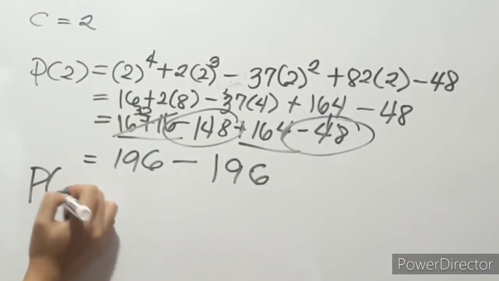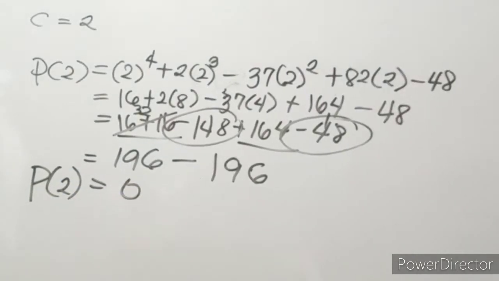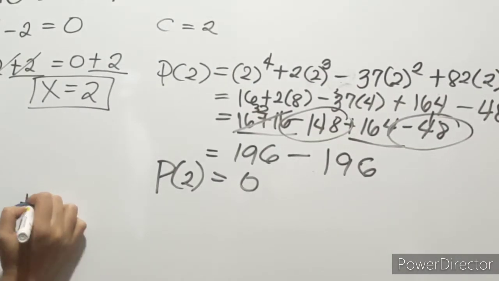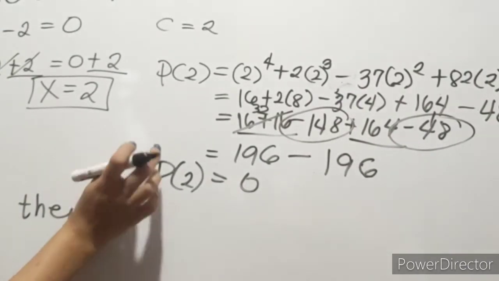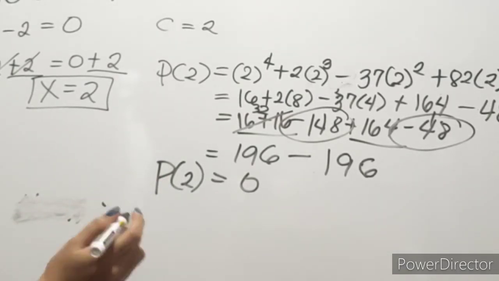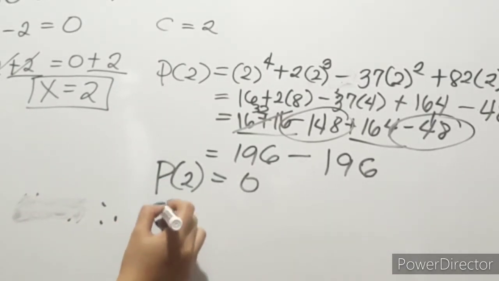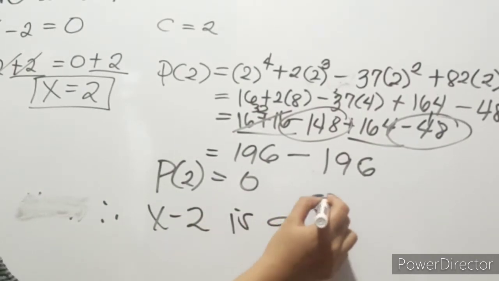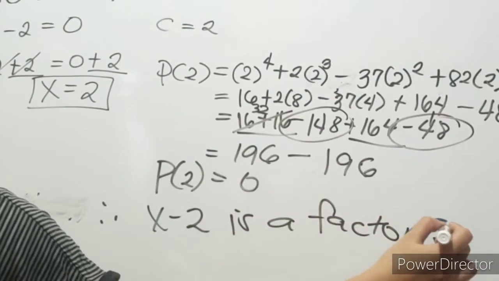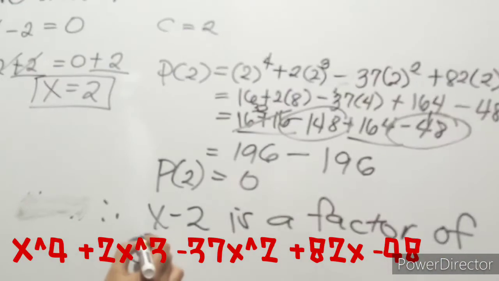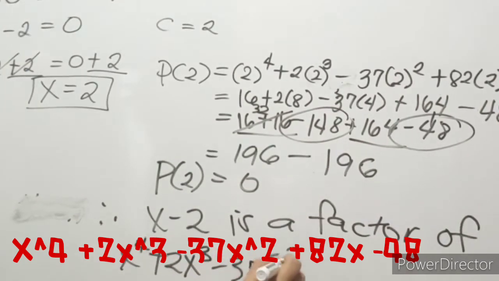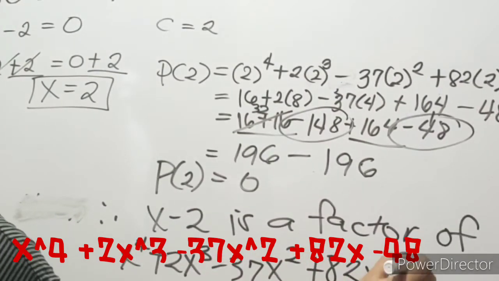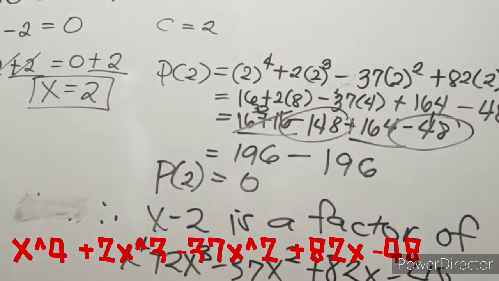Okay, so since our p of 2 is equal to 0, then we could say, or therefore, we could say that x minus 2 is a factor of our polynomial, which is x raised to 4 plus 2x cubed minus 37x squared plus 82x minus 48. So that is the factor theorem.